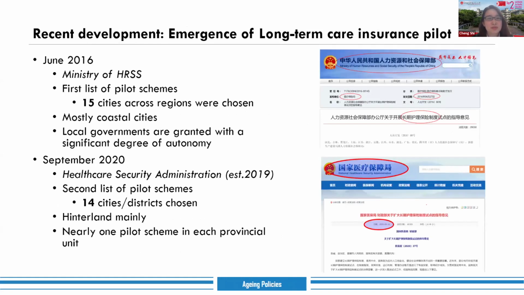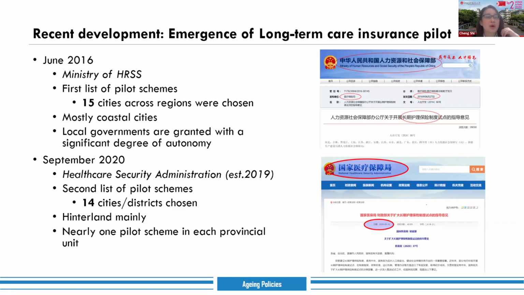Today's presentation focuses on a recent development. So I would like to introduce the long-term care insurance pilot in mainland China. It was introduced initially in 2016. Initially, it was regulated by the Ministry of Human Resources and Social Security, and it was piloted in 15 cities across regions. This is a national level policy pilot.